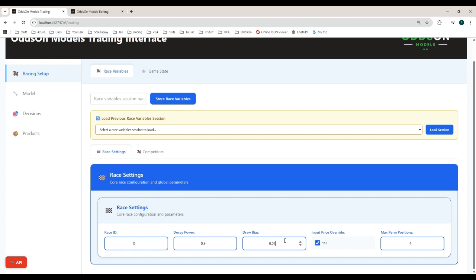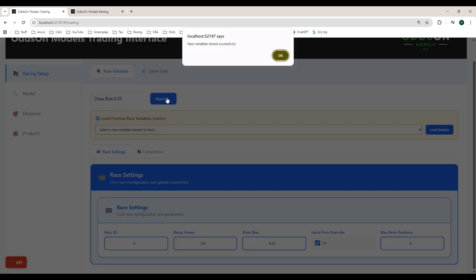So again, there's not really much intuition to this number straight away, but a trader using this will get to know it. Again, it can be liability driven, as I keep saying. So let's have a look here. Draw bias, I'll just put 0.05 because we might do a bigger one.